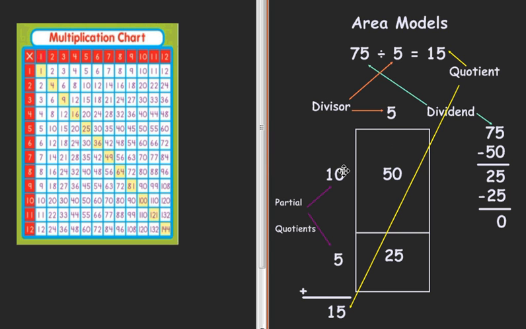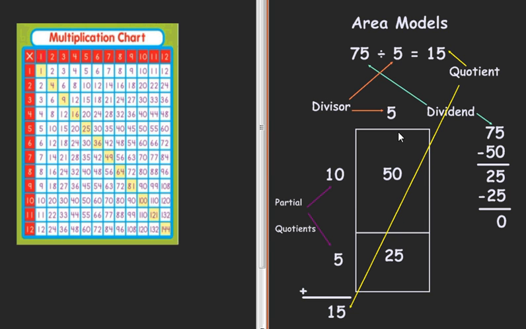Instead of your quotient being on top like normal, your divisor goes on top in this method. To the side, you will have your partial quotients. If you notice, 5 times 10 equals 50, and 5 times 5 equals 25. That helps you find the area, just like when you're finding the area of a rectangle or square, the same thing, length times width. And so you can find the area. So that's how it works.